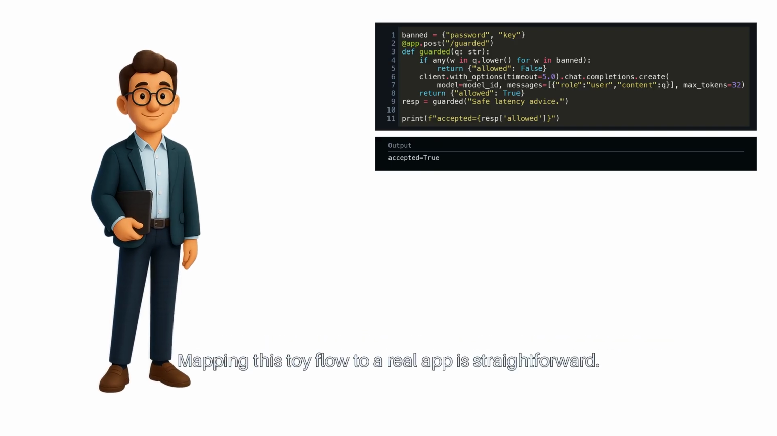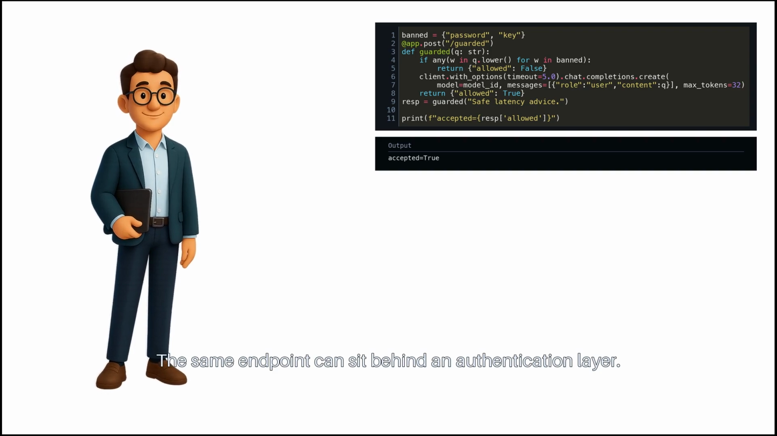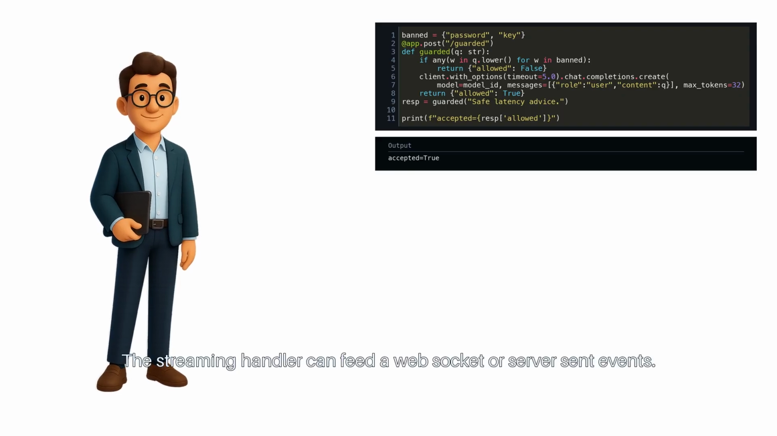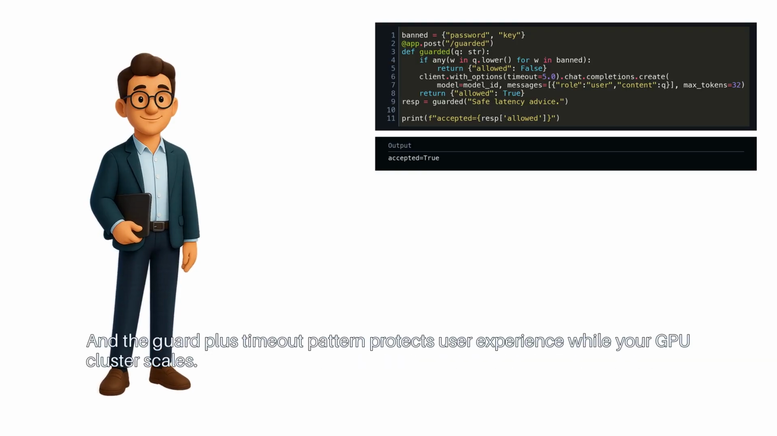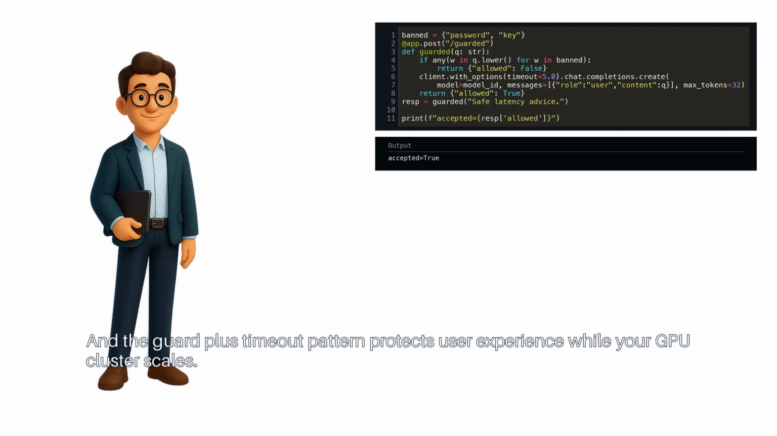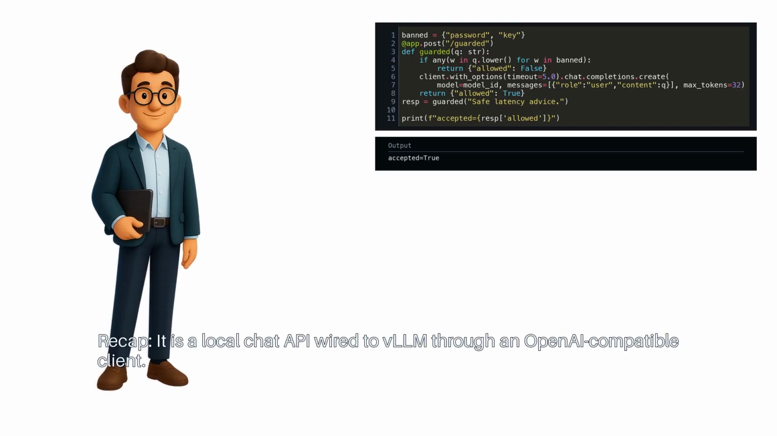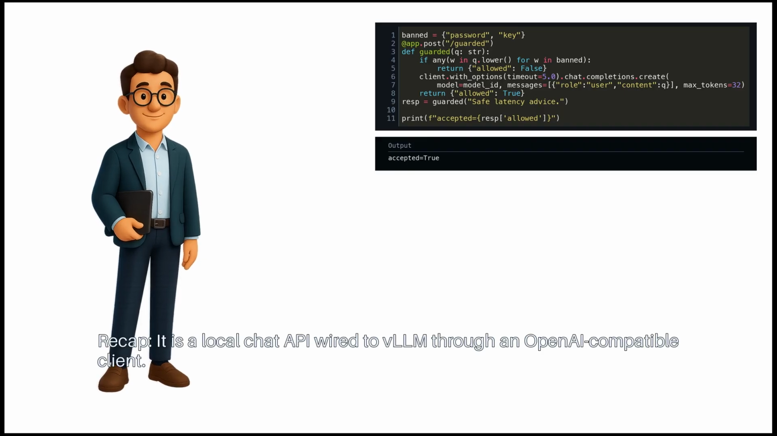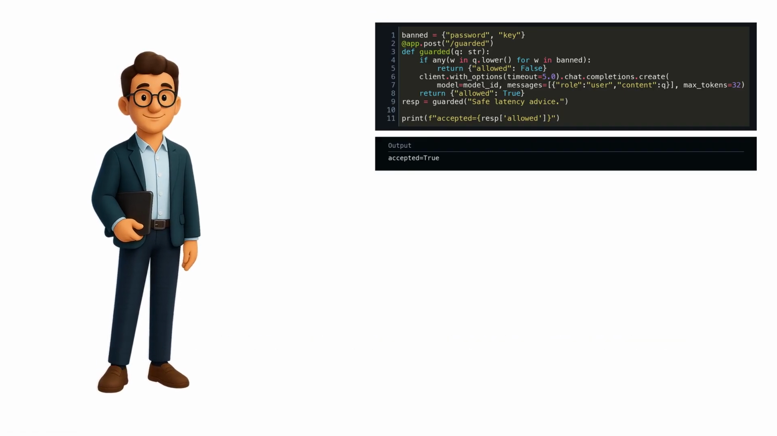Mapping this toy flow to a real app is straightforward. The same endpoint can sit behind an authentication layer. The streaming handler can feed a WebSocket or server-sent events, and the guard plus timeout pattern protects user experience while your GPU cluster stays healthy. Recap: it is a local chat API wired to vLLM through an OpenAI-compatible client.